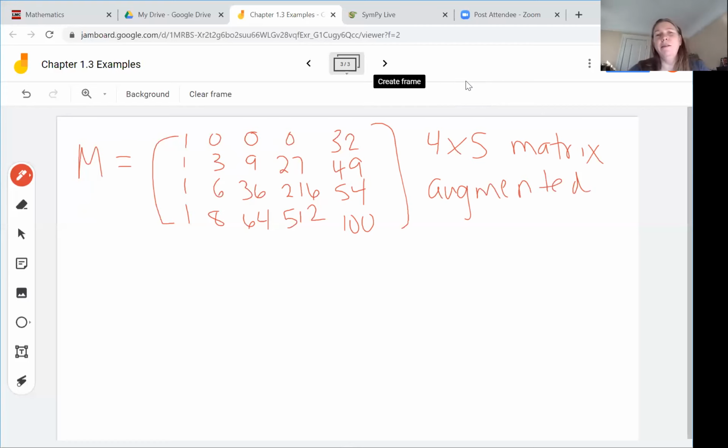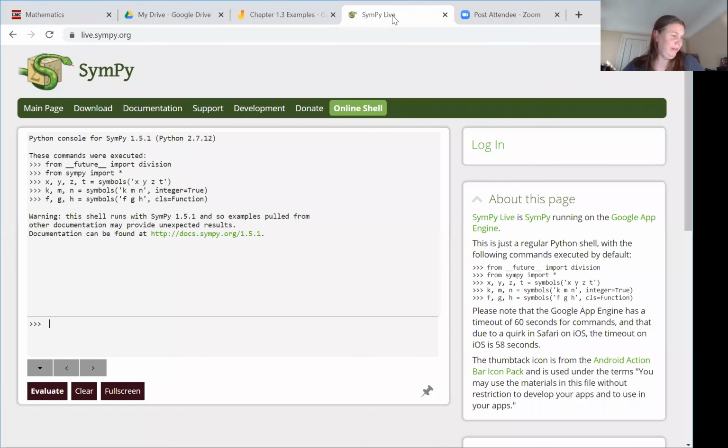And because this matrix has that fifth column of solution values, we are able to simplify this matrix and put it in reduced row echelon form. I am not going to do that by hand, so we're going to head over to SymPy Live and let the technology do these calculations for us.